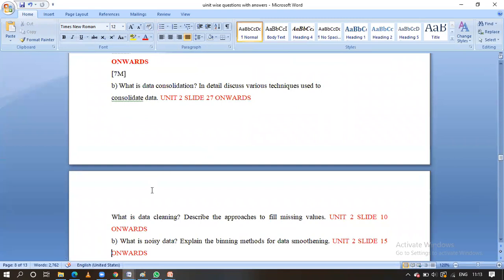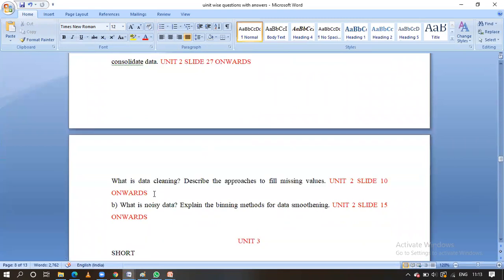The next one is data cleaning. We have seen missing values, we choose from data cleaning. Also, different methods are there. That is in data cleaning, slide number 10 onwards.